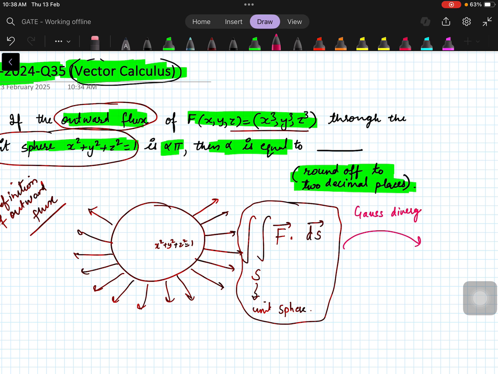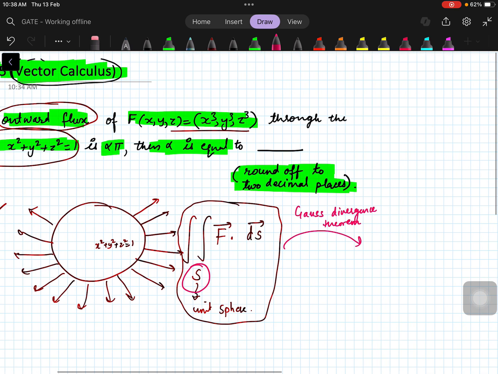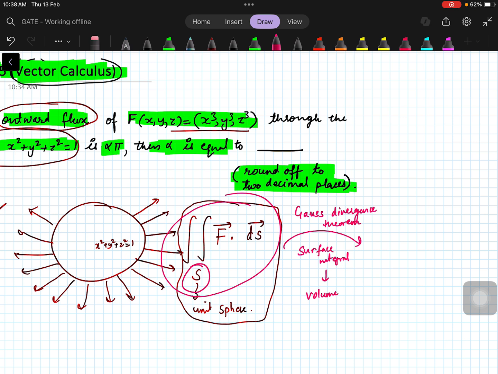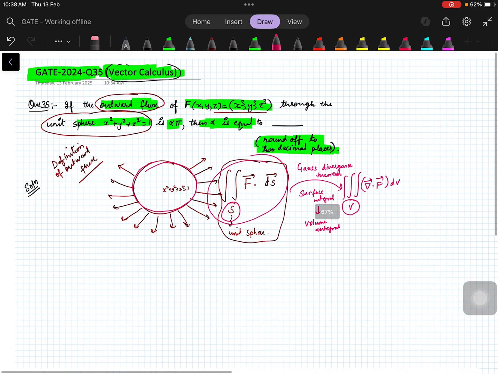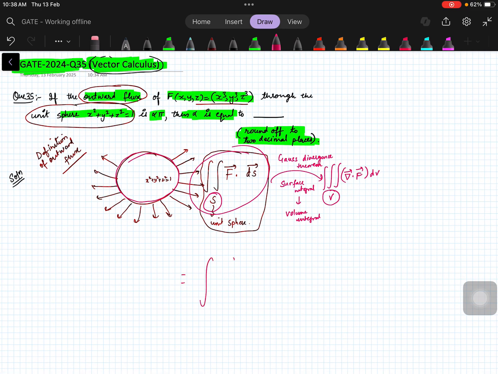Gauss divergence theorem changes a surface integral to a volume integral, and that is easy to integrate. What it says is that you take the divergence of your function and then you take the volume integral over whatever surface you were talking about. For example, we were talking about the surface of the unit sphere. Here is the volume of the unit sphere, right? So this will be over the unit sphere x square plus y square plus z square less than or equal to 1, because that is the volume.